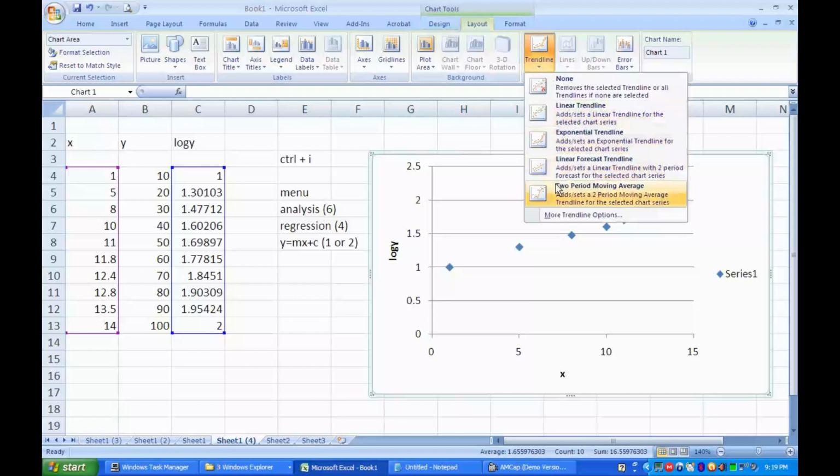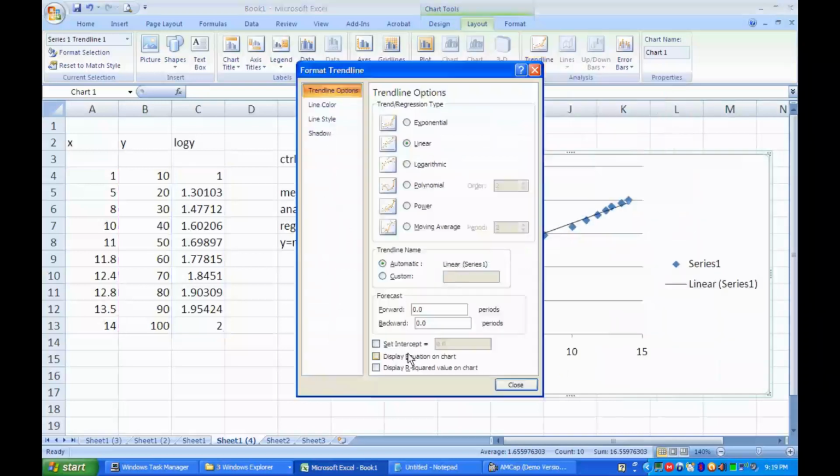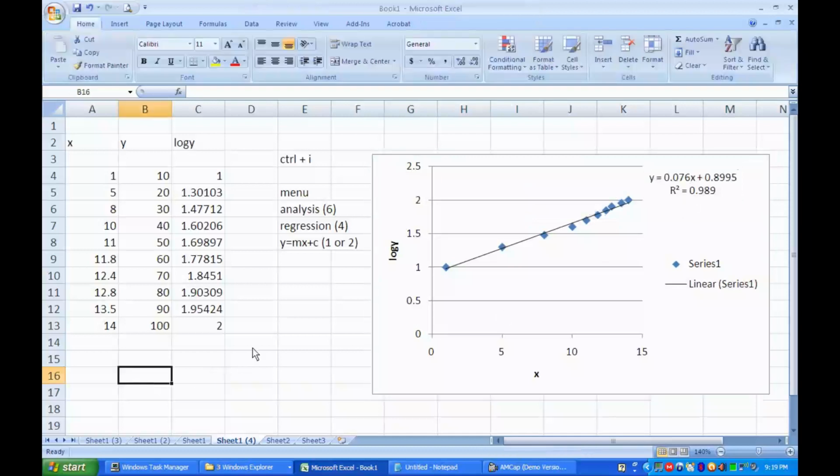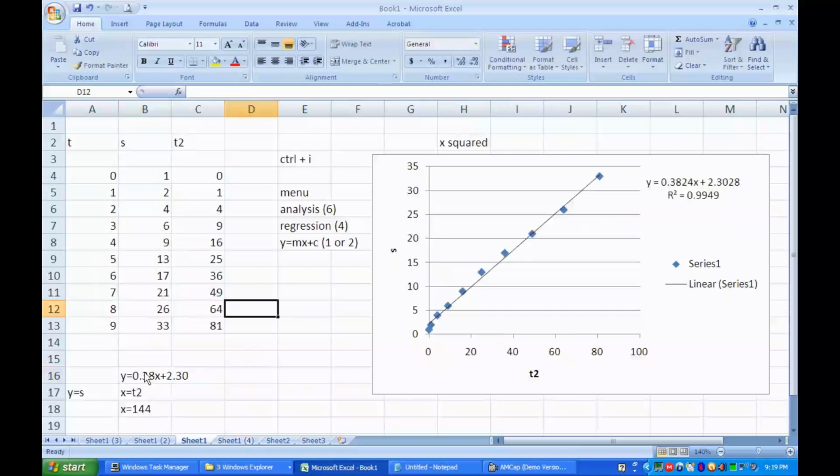So you would then follow this layout here and get a trend line. You would get an equation and an r-squared value. And it would be something like this. Now, your equation would be y equals 0.076x plus 0.8995.